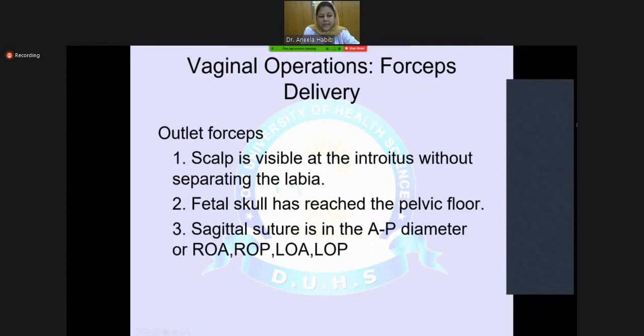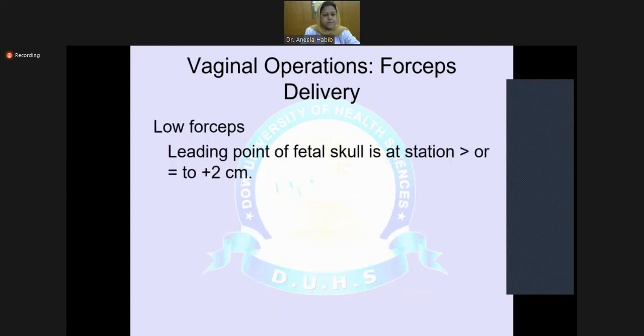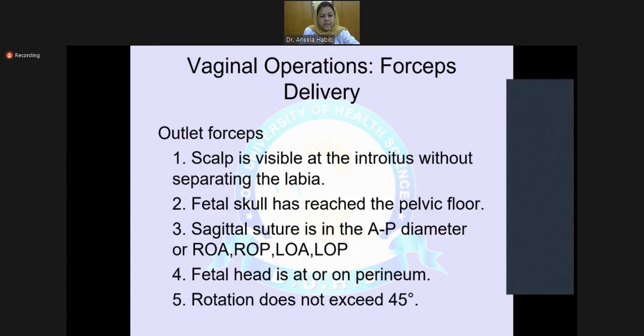But you need to assess the fetal head and the skull bone, which reach the pelvic floor, and the sagittal suture in the antero-posterior diameter: right occipito-anterior, right occipito-posterior, left occipito-anterior, or left occipito-posterior. This is the sagittal suture presentation. The fetal head is at or on the perineum, and rotation of that head does not exceed 45 degrees.